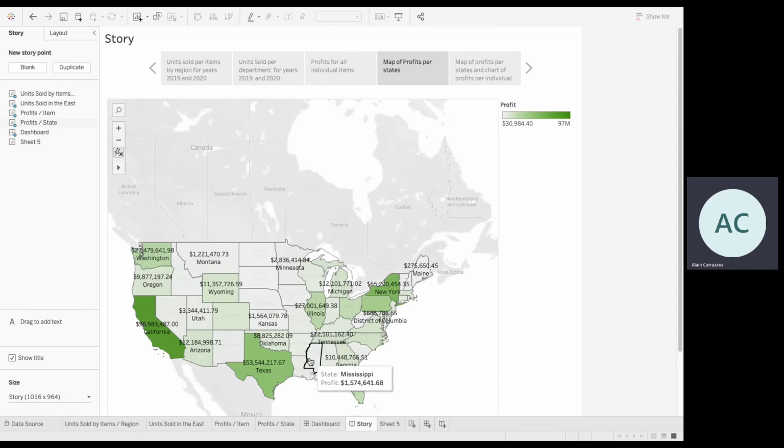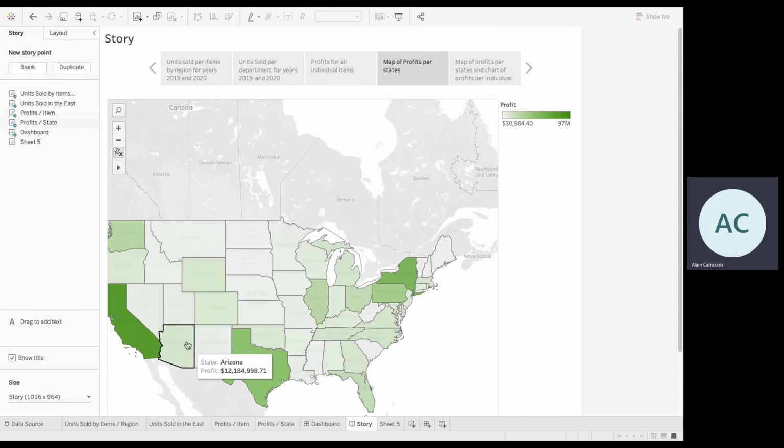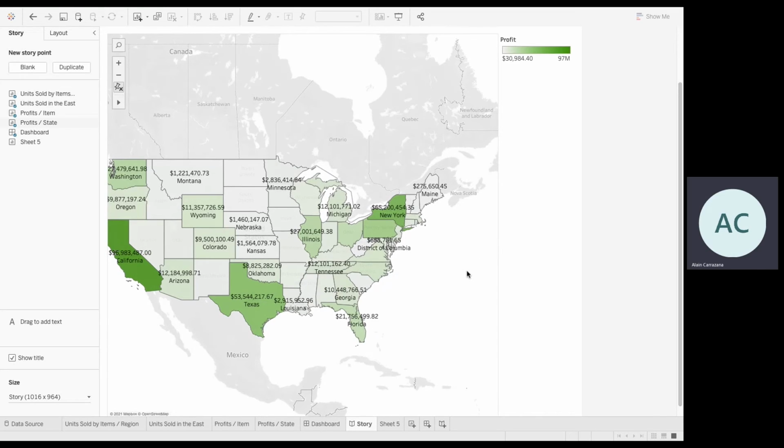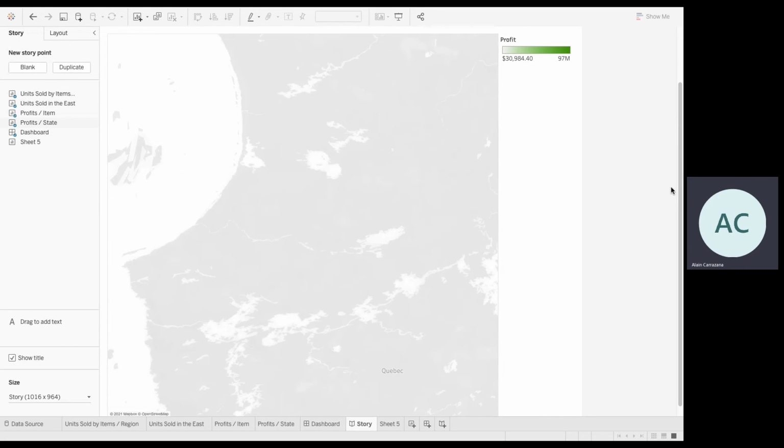And we can see here the map of the profits per states. We can see that California had approximately $96.9 million in profit. So the reason I chose a map was to be able to see which state was the most profitable one.